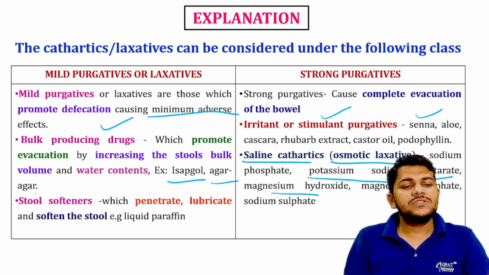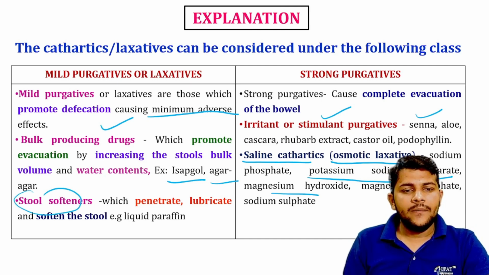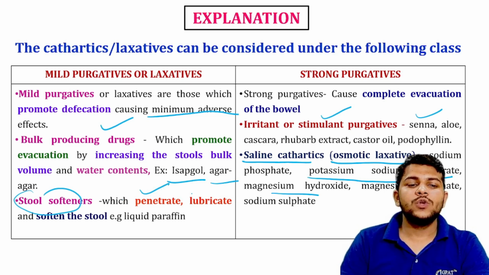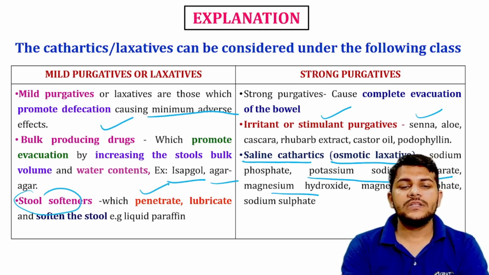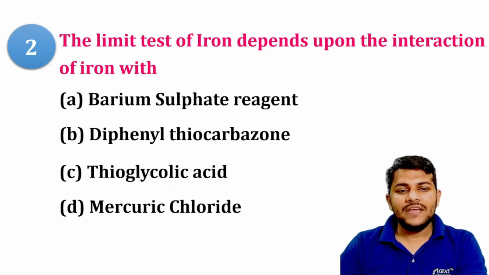After that we have the stool softeners, which penetrate, lubricate and soften the stool. Like liquid paraffin, also known as mineral oil, which acts as a stool softener and is used as a mild purgative and laxative. Then after that we have the next question.